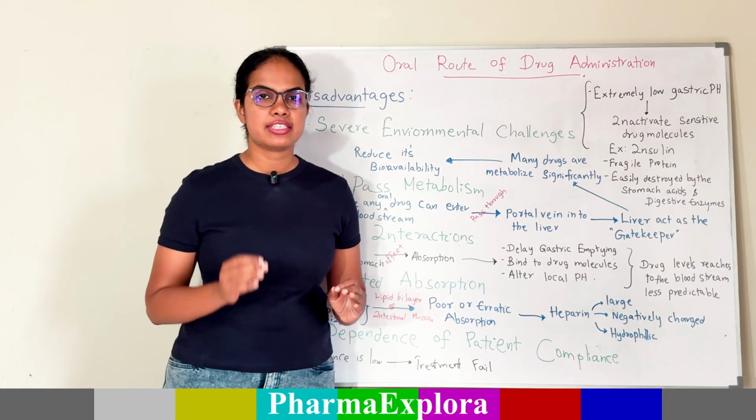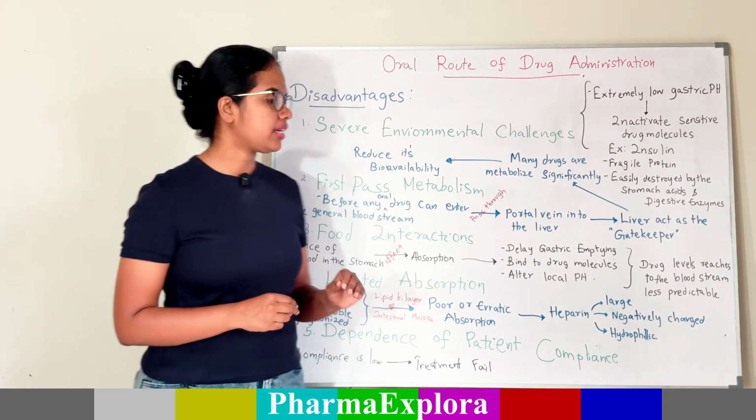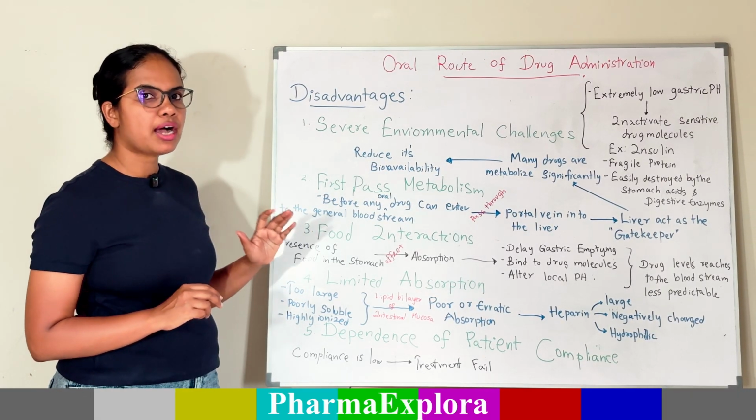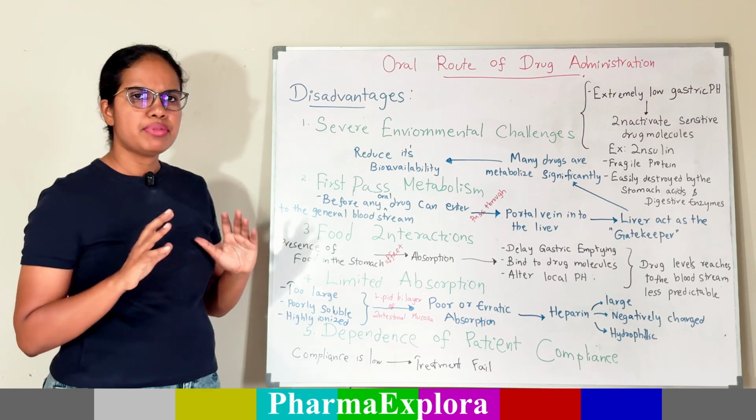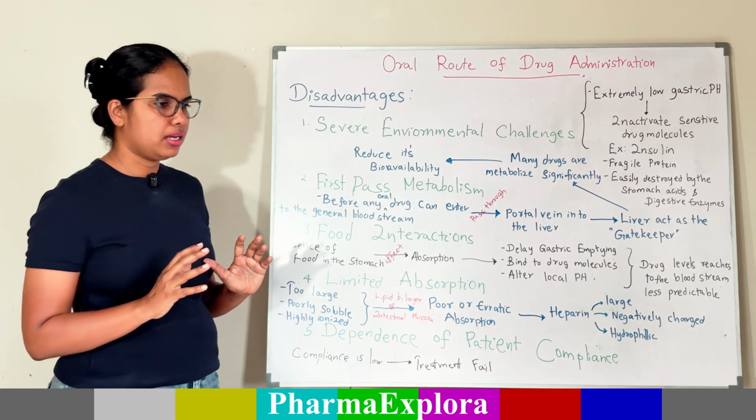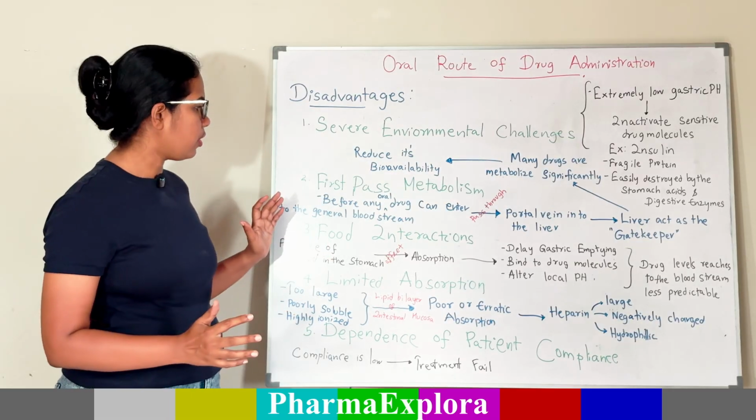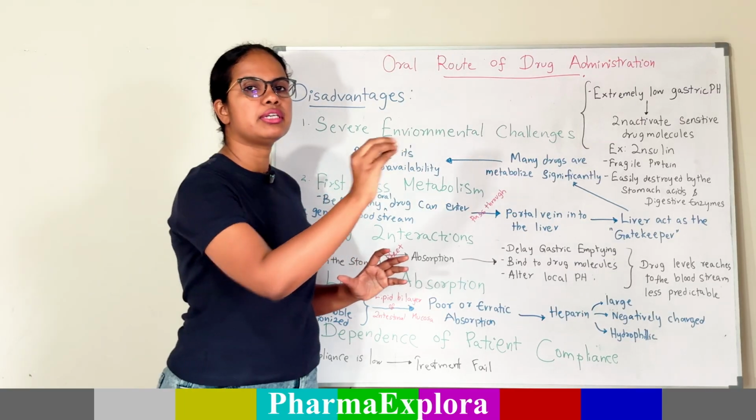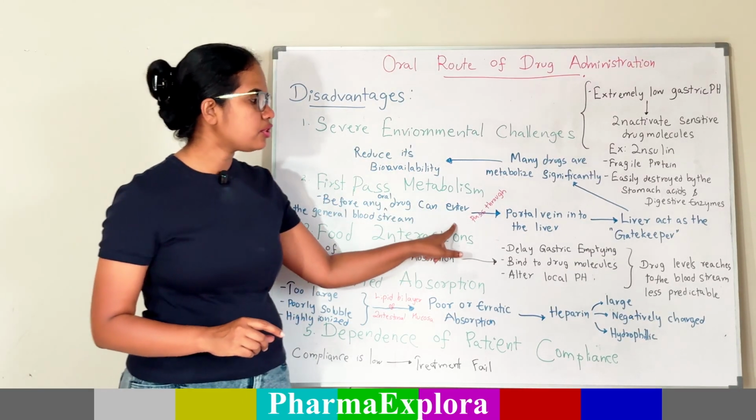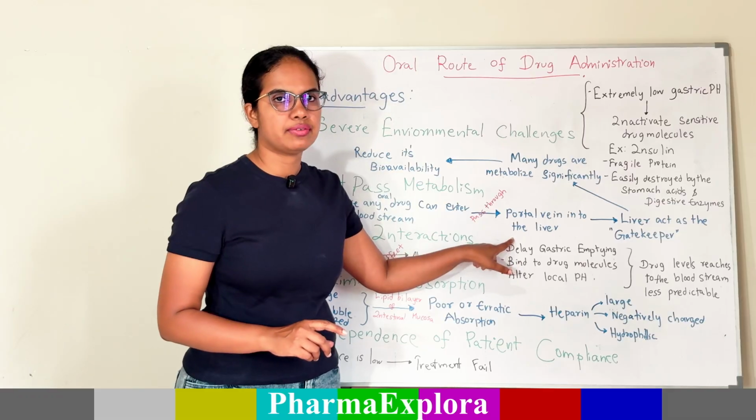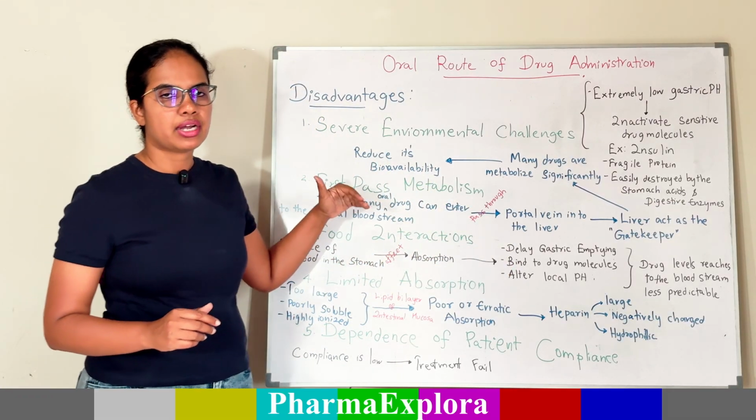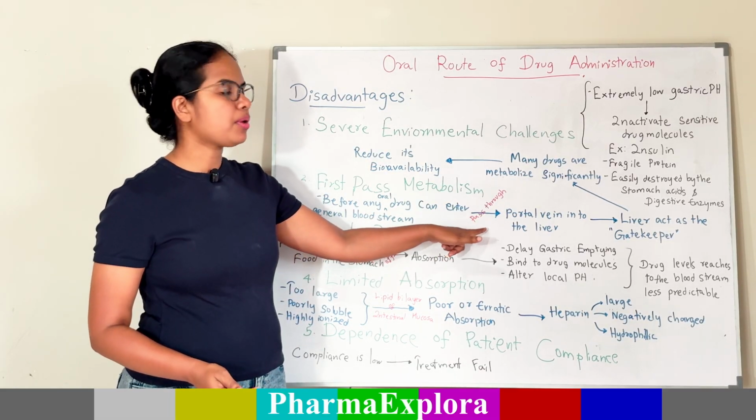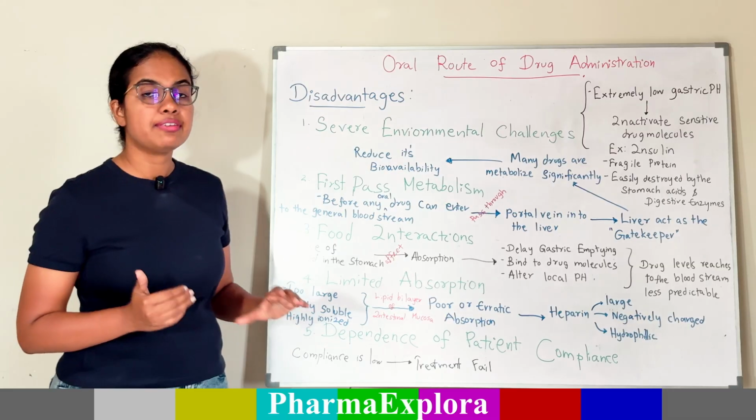Okay, now we are going to discuss the second disadvantage. This is a very interesting one: the first pass metabolism. That means before any oral drug can enter the bloodstream and go to its particular receptor, it has to pass through the portal vein into the liver.